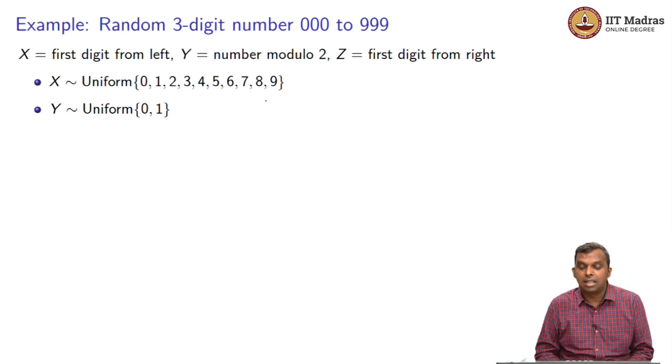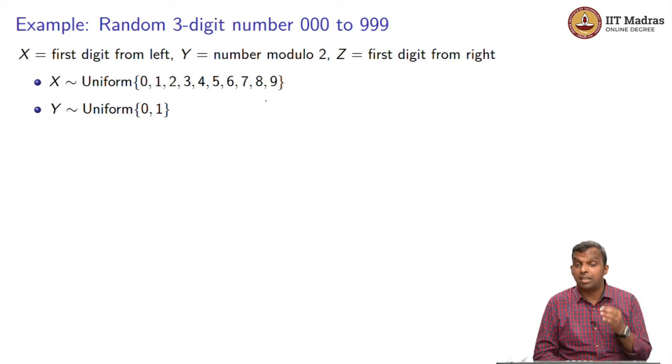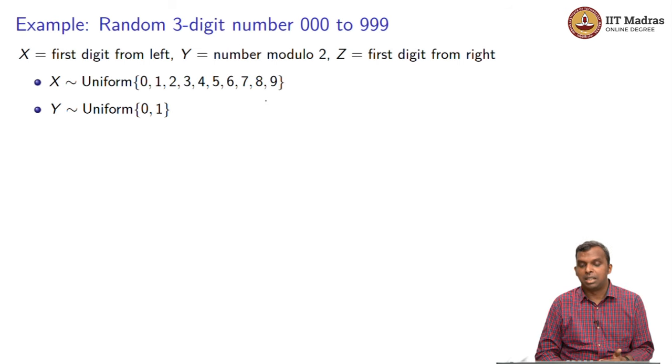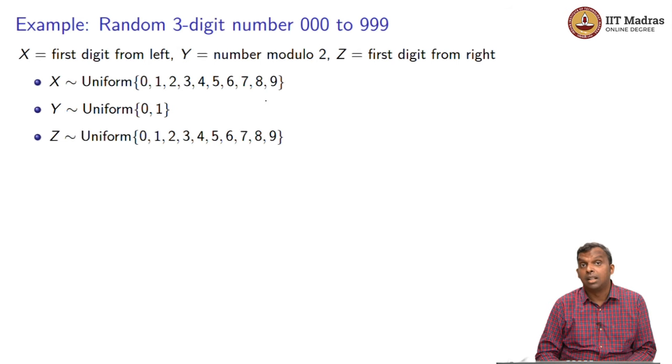Likewise, Y is the number modulo 2, okay? So Y is going to be 0 if the number is even and 1 if the number is odd. And exactly 500 out of these 1000 numbers are even, the other 500 are odd. So if you only care about even or odd, you know it's going to be uniform in 0, 1. So it's 500 by 1000, so it's uniform in 0, 1. Same thing with Z, right? Z is going to be uniform from 0 to 9. It's the last digit, the units place digit, that's also uniform from 0 to 9. So quite often the marginal may be actually quite easy to find. You may not have to worry too much about adding up over the joint PMF and all that.